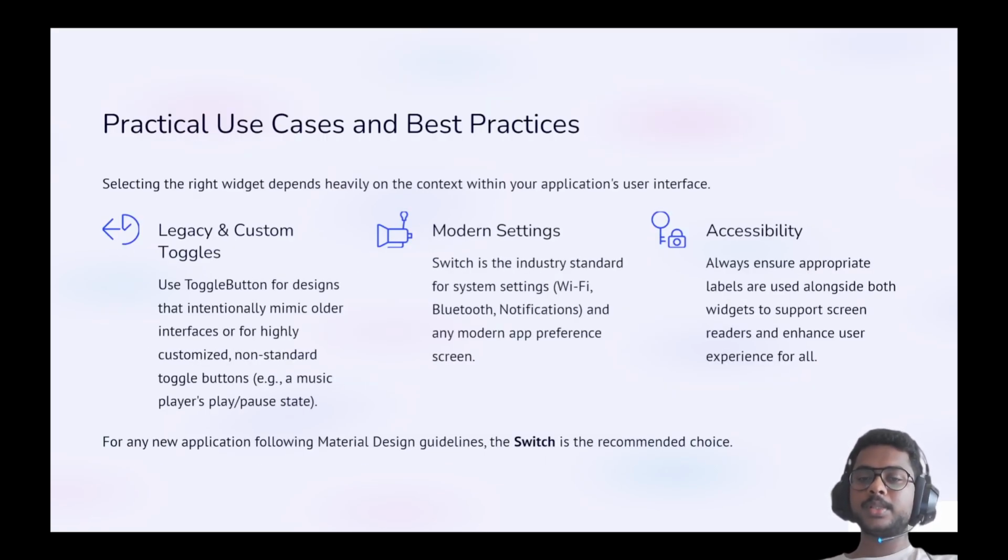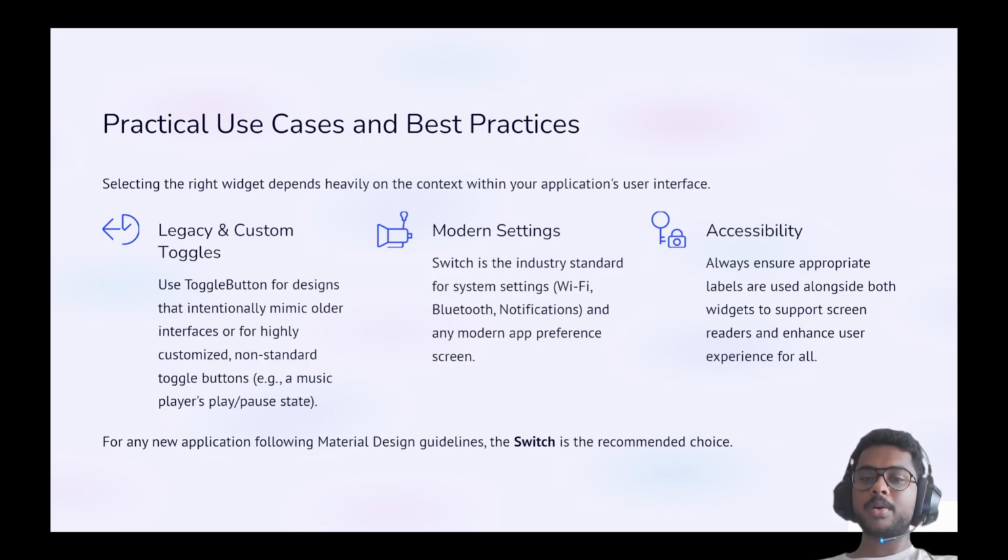Now, in terms of use cases, stick with the toggle button for legacy interactions or custom toggles, like play or pause in a music app or enabling bold text in a word processor. Think of how older Android apps use custom UI.